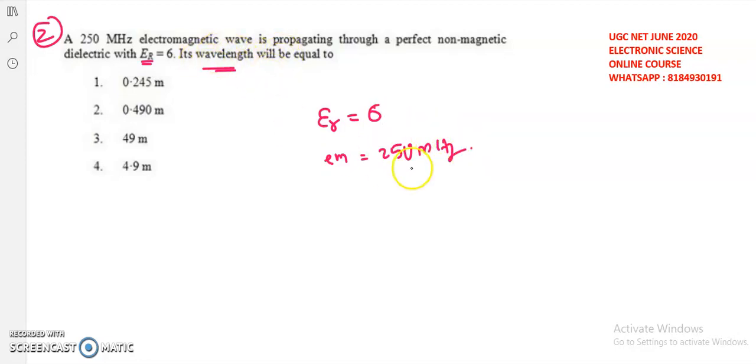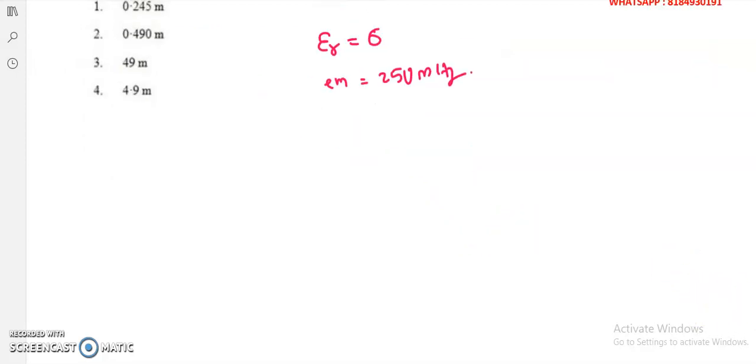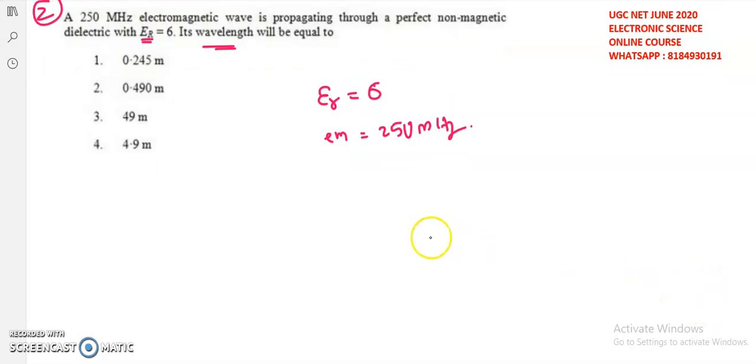Okay, the electromagnetic wavelength will be equal to... So actually the wavelength of the electromagnetic wave depends upon the medium in which the electromagnetic wave is flowing. That means if the electromagnetic wave is flowing in a vacuum, then its wavelength is different, and if it is flowing through any dielectric medium or some other medium, then its wavelength will change.